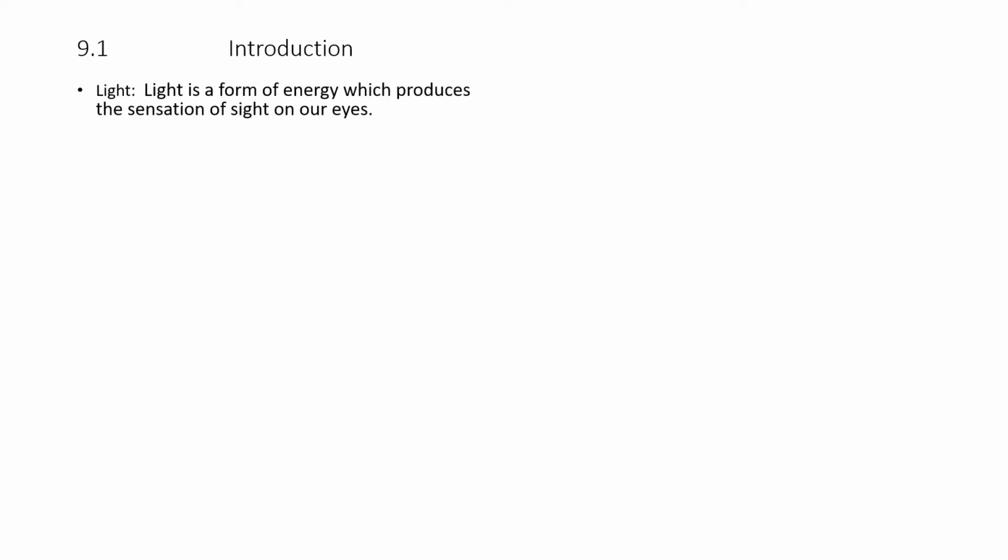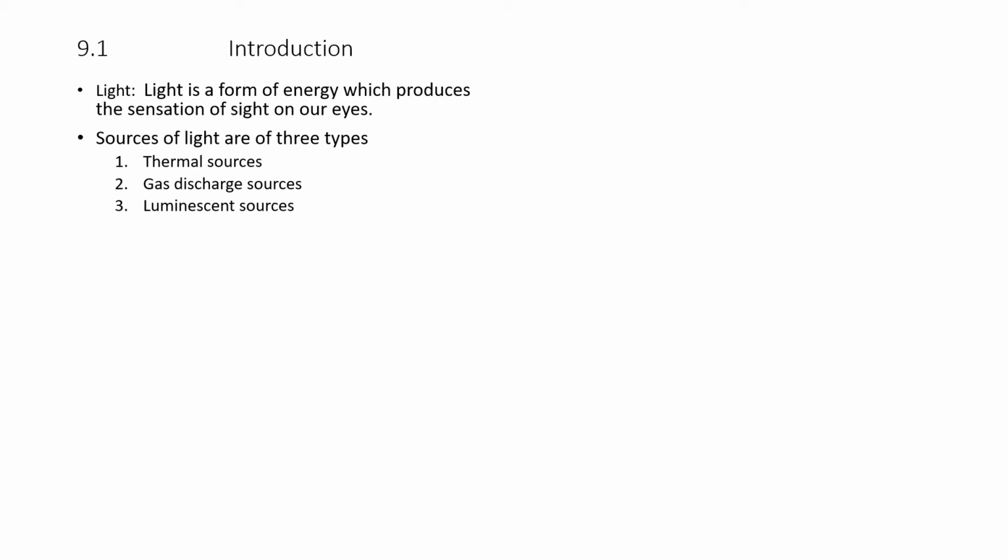Introduction. Light. Light is a form of energy which produces the sensation of sight on our eyes. Sources of light are of three types: thermal sources, gas discharge sources, and luminescent sources. Photometry deals with measurement of light energy.